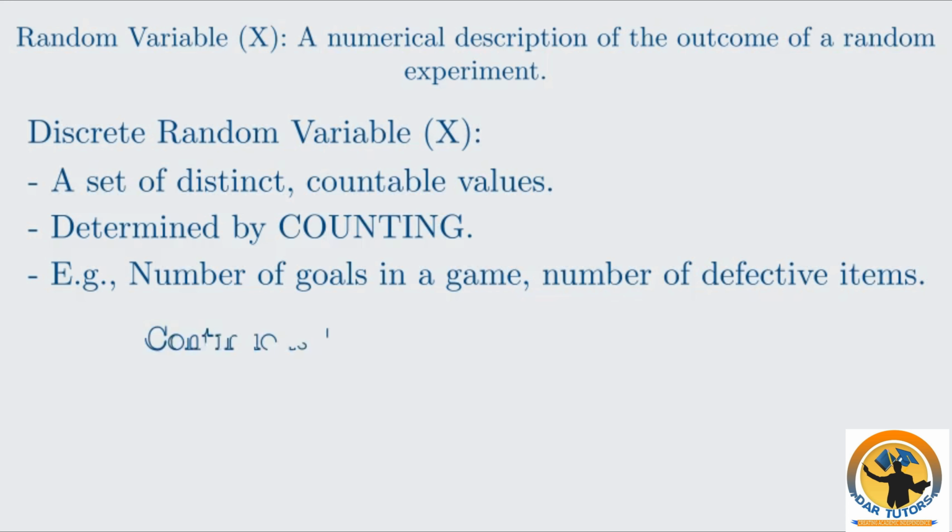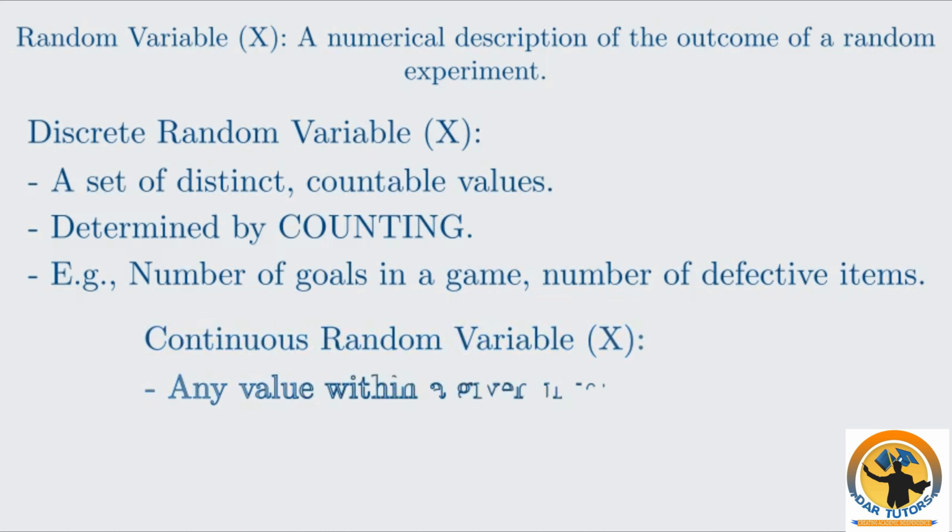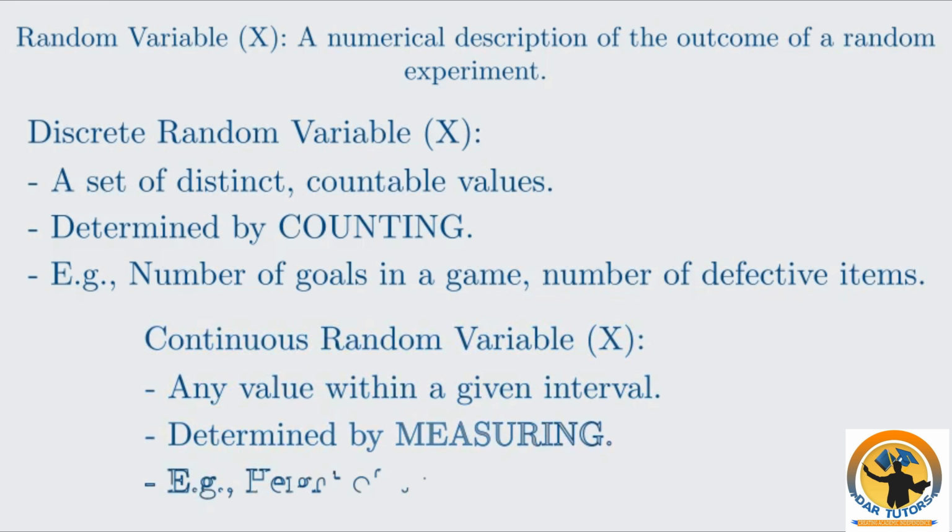In contrast, a continuous random variable can take any value within a given range on the number line. You determine its value by measuring. Examples include a person's height, the volume of water in a tank, or the time it takes to complete a task. Let's work through an example to solidify this concept.